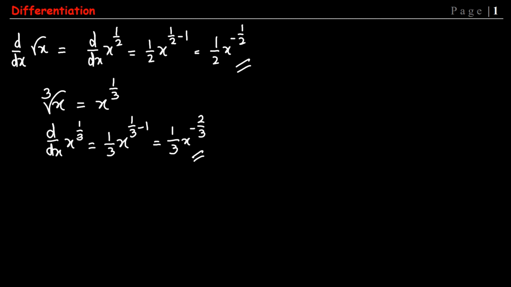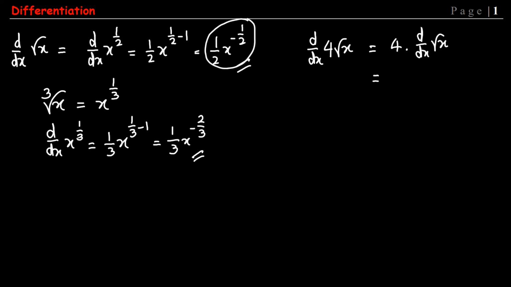If it is written in front of the root x, say 4 root x, what is the differentiation of that? Same as before, we can write 4 multiplied with d/dx of root x. From the root x we got this value, we can put it here directly, which is 4 into half x to the power minus half, and finally we get 2 x to the power minus half. That is our answer for this part.